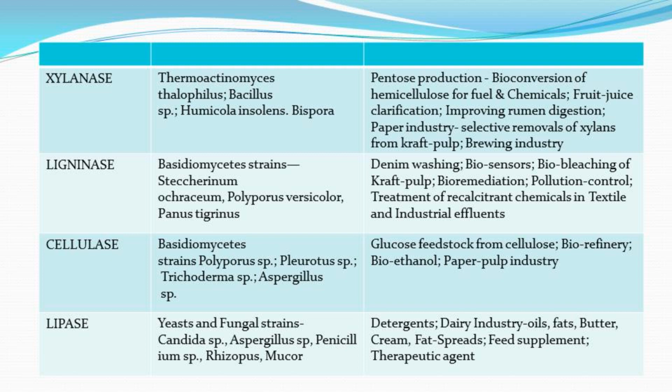Ligninase and cellulase are obtained from certain basidiomycete strains. Examples: Polyporus, Panis, and Aspergillus species. Ligninase is used in denim washing. It is used as a biosensor, bioleaching, bioremediation, pollution control, treatment of recalcitrant chemicals in textiles and industrial effluents. Cellulose is used in glucose feedstock from cellulose, biorefinery, bioethanol production, and in paper pulp industry.